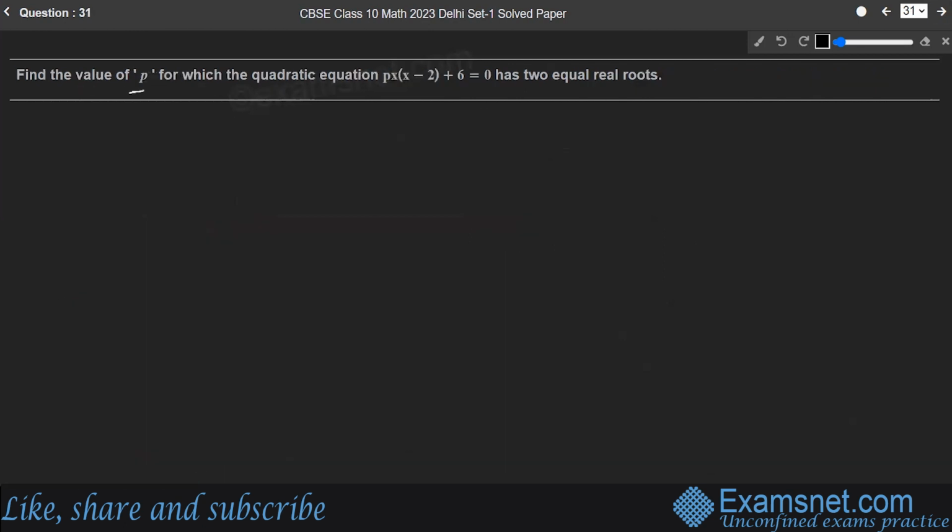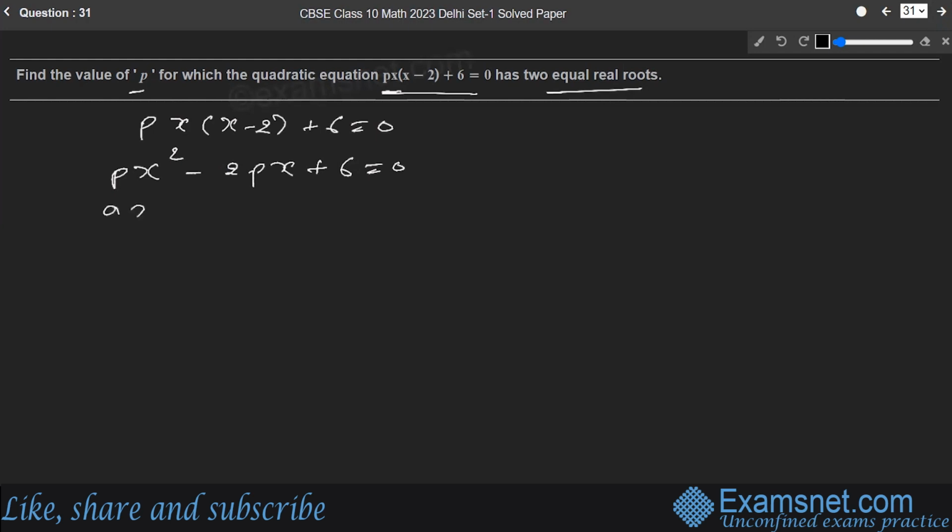Now find the value of p for which the quadratic equation px into x minus 2 plus 6 equal to 0 has two equal roots. So let us frame the equation first. This is px into x minus 2 plus 6 equal to 0. If you multiply, this is going to be px square minus 2px plus 6 is equal to 0. This is going to be the quadratic equation. Now we can compare this with ax square plus bx plus c. So we get the a value as p, b value as minus 2p, and c value as 6.